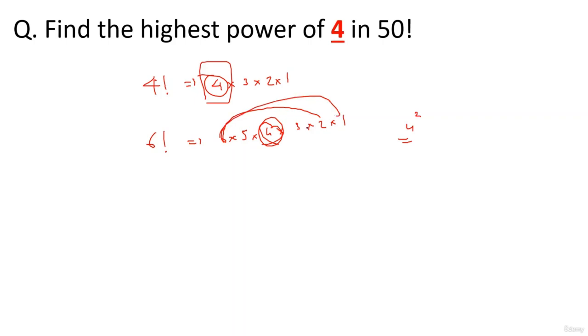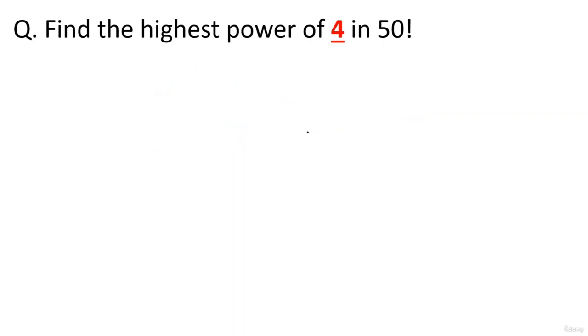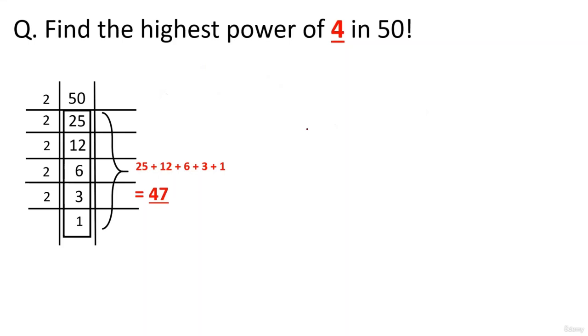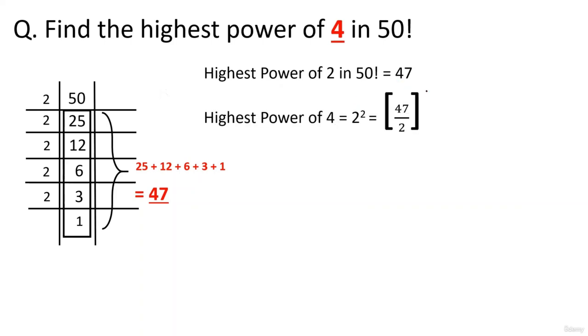Okay, so generally what we are supposed to do here is again find the highest power of 2, as simple as that. Highest power of 2 हम निकालते हैं. Highest power of 4 निकालने के लिए guys हम क्या करेंगे? उसी particular power को हम लोग half कर देंगे. So the highest power of 4 in this case will be 2 square, which is nothing but 47 by 2, floor of 47 upon 2.